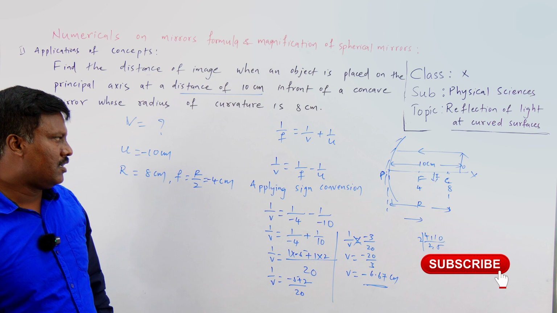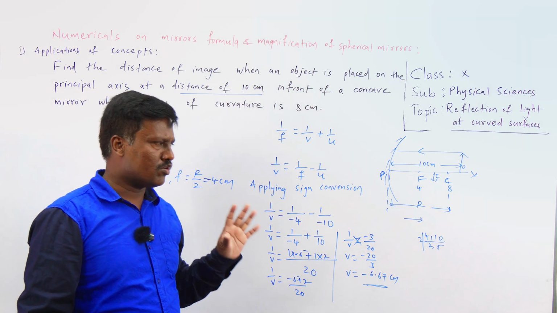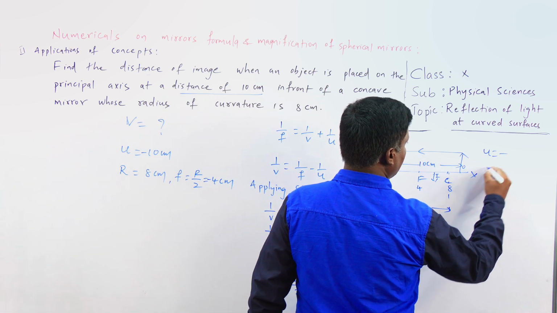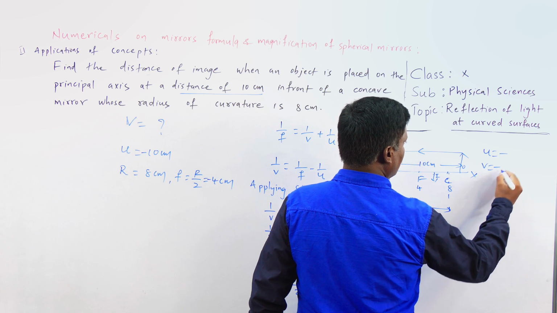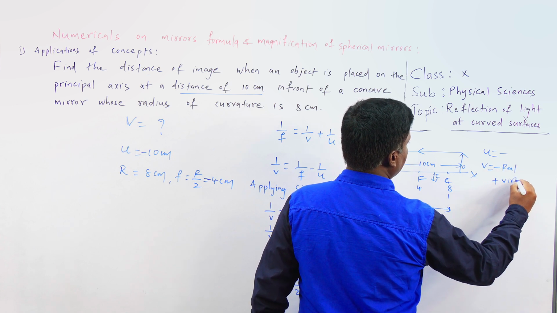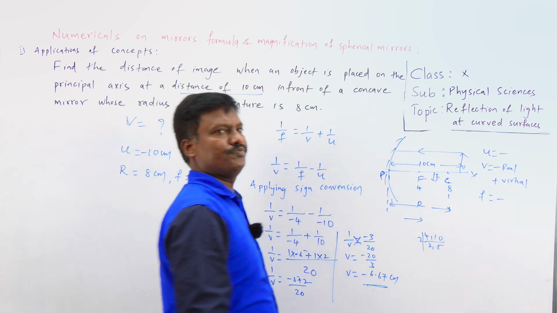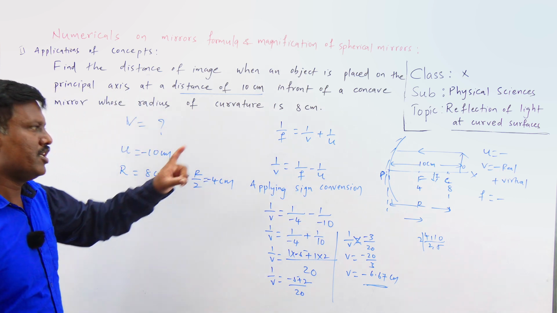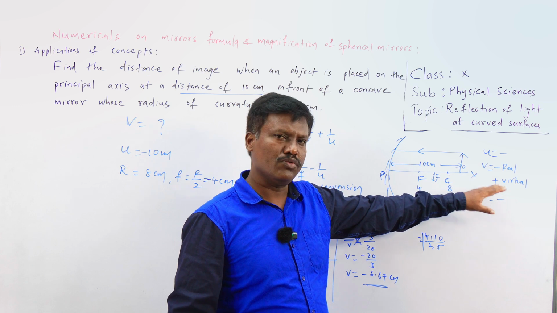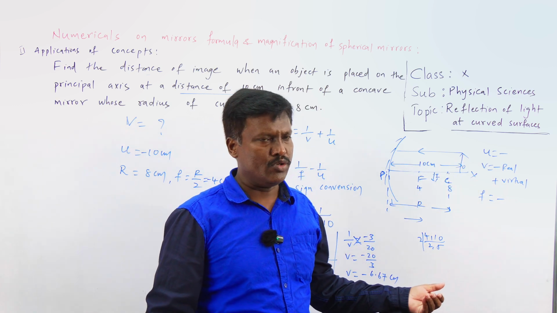Okay. So applying sign convention is very, very important. That is why you have to remember the sign convention. For concave mirror, U is negative, V is also negative for real images. For virtual images it is plus. And the focal length of the concave mirror is negative. Whenever a concave mirror comes, you have to apply this sign convention. Why these are negative and why this is positive, everything we have discussed in the previous video.